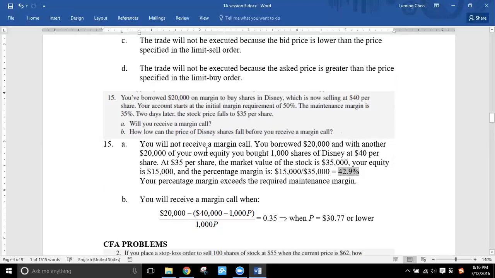And when will you receive a margin call? We can set the current price of the stock as P. So this is the loss when the price drops to P, and you have to take the whole loss. And this is your remaining equity. This is your remaining equity over the market value, or the current equity. In the last case, this is $35,000. And when you receive a margin call, the percentage margin should be 35%. And we can solve for P, that P is $30.77 per share or even lower. In this case, you will receive a margin call from your broker.